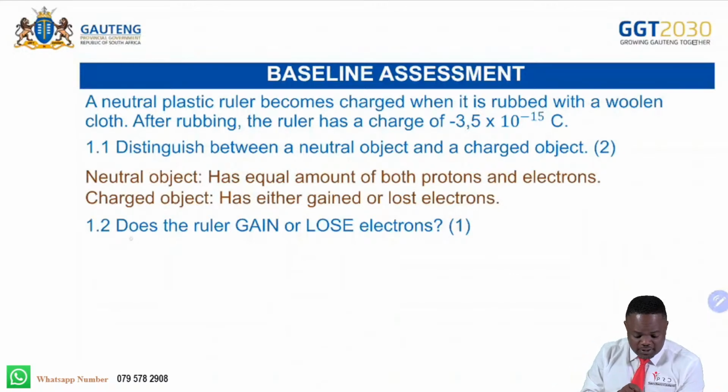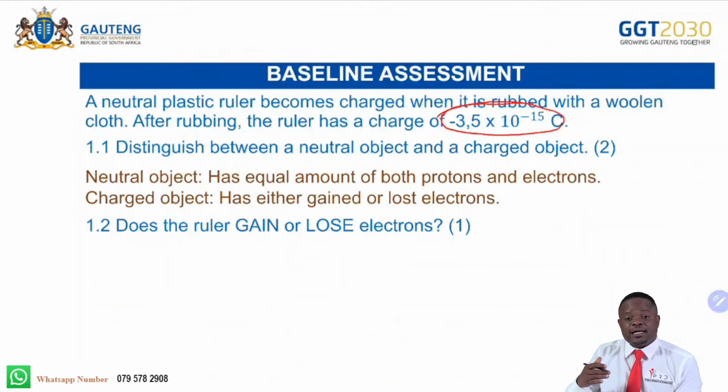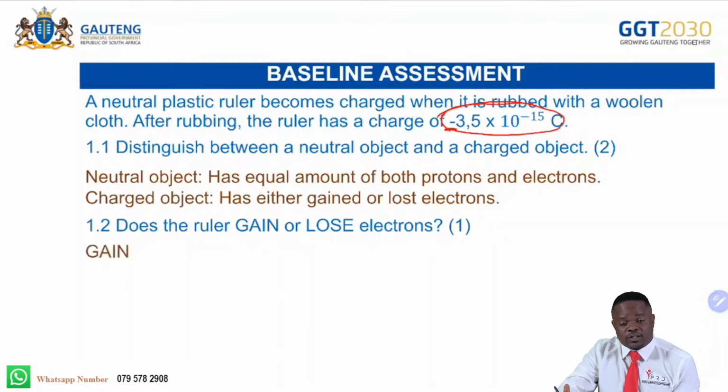Now, looking at the ruler, does the ruler gain or lose electrons? Always remember that a negative charge means an excess of electrons. So since your ruler has a negative charge, it means it gained electrons. If an object loses electrons, it becomes positively charged. Fewer electrons than protons results in a positive charge. And if it gains, it has excess electrons, resulting in a negative charge. I believe that part is done.